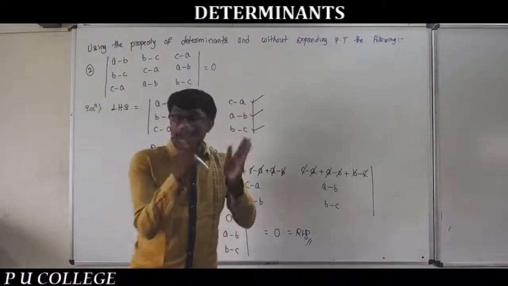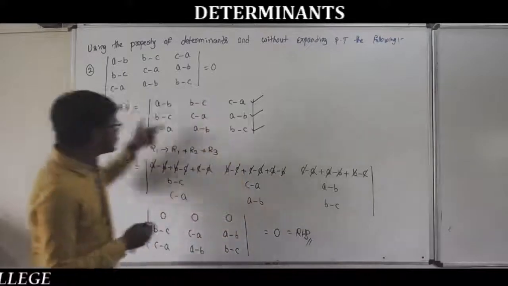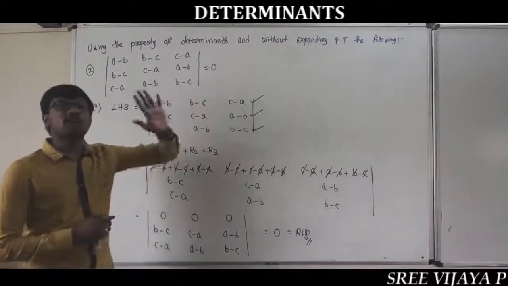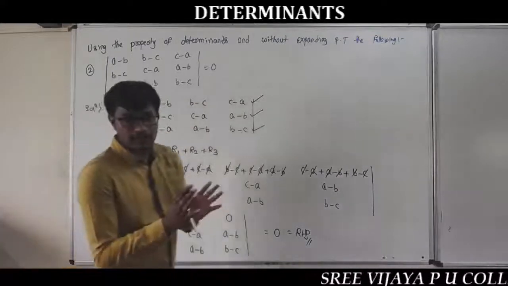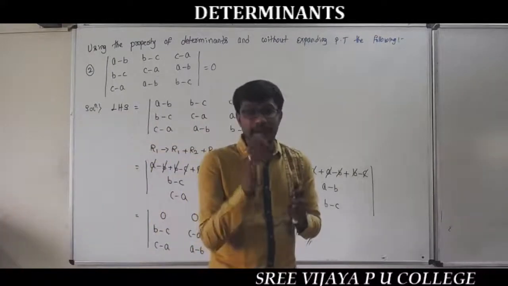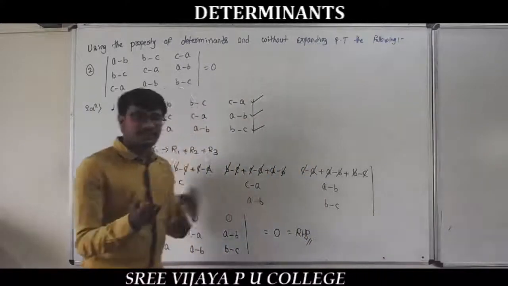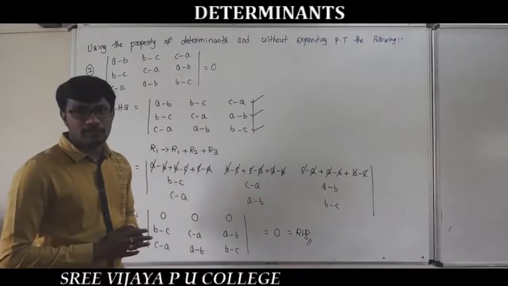Adding rows means adding top and bottom values. So this and this, top and bottom means rows. Left and right you can add means columns. So that's the main logic. If adding rows, you add the top and bottom values. If it is columns, you add the left and right values. So that is about the row and column operations.